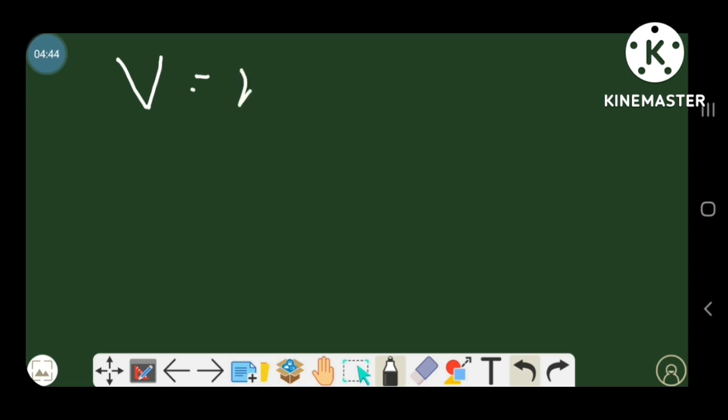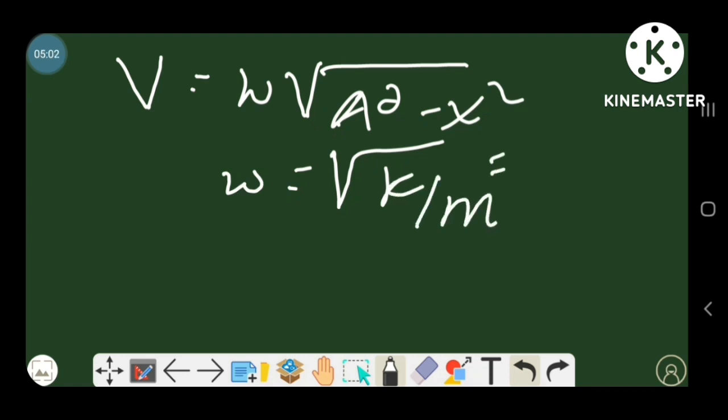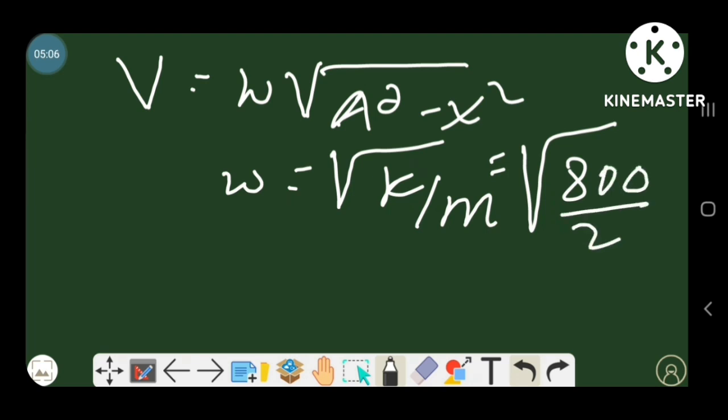Then finally we can determine the speed at the instant of x using this value, that is, root of a square minus x square. But omega isn't given directly; we can find omega equal to root k over m, which is equal to root 800 over 2. Then finally we have 400, that is 20 rad per second.